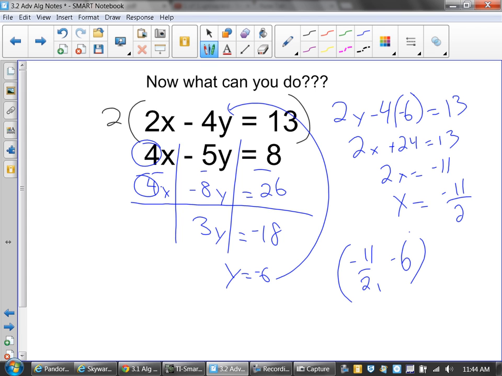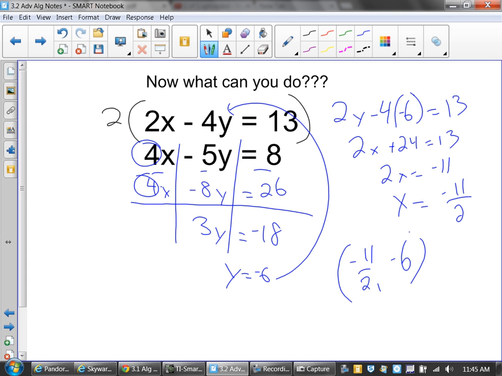And that's your answer. Okay? Remember, the idea here is to be able to eliminate one of the variables. You want to kick one of them out. In order to kick one of them out, you got to have either the same sign with the same coefficient, or same coefficient with the opposite sign. And that's how we do some eliminations.